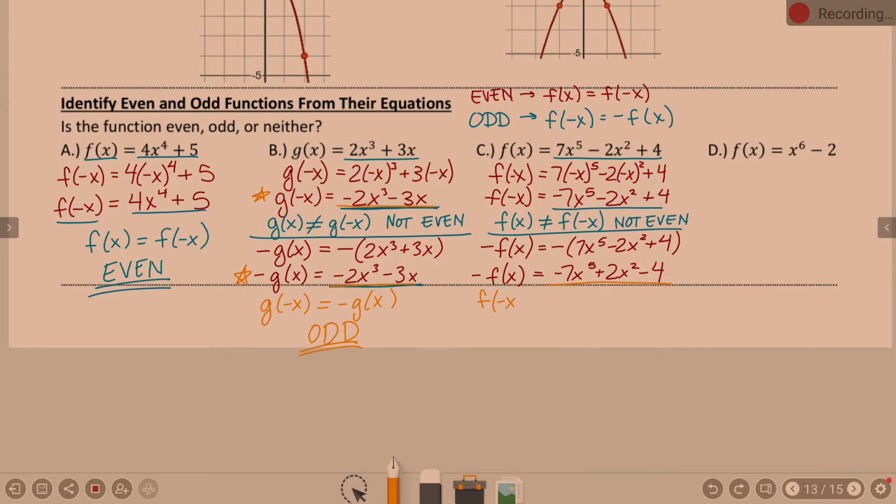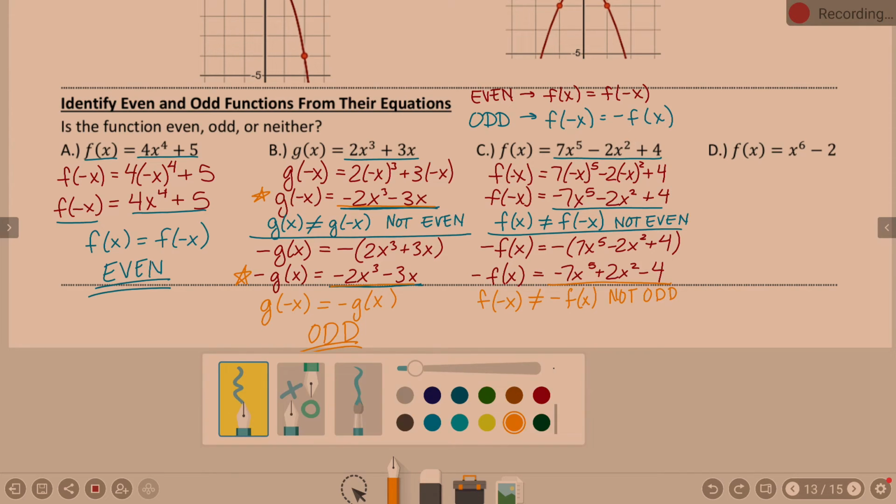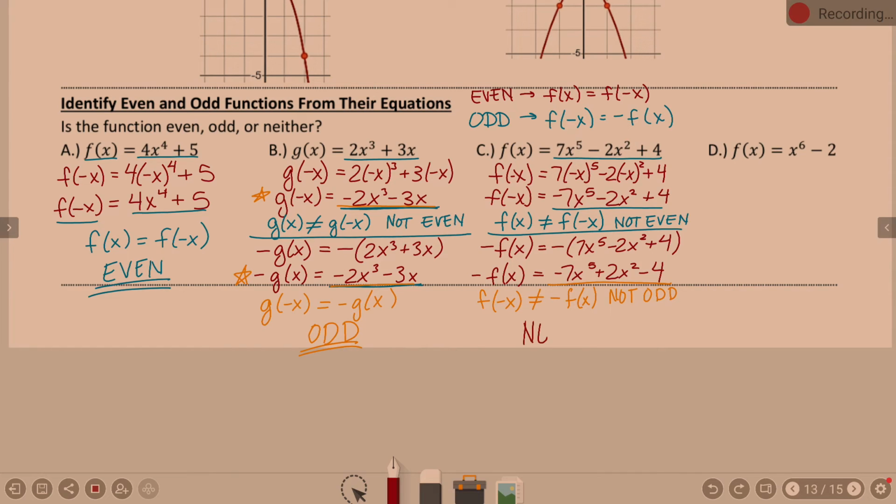So f of negative x does not equal negative f of x. So my brain is saying not odd. Well, if it's not odd and it's not even, process of elimination, it's neither. So earlier when Stetson said, oh, it's not even, I know it's odd. Not necessarily, because you do have that neither option. Okay, so those are the three different possible types of examples you can see there.